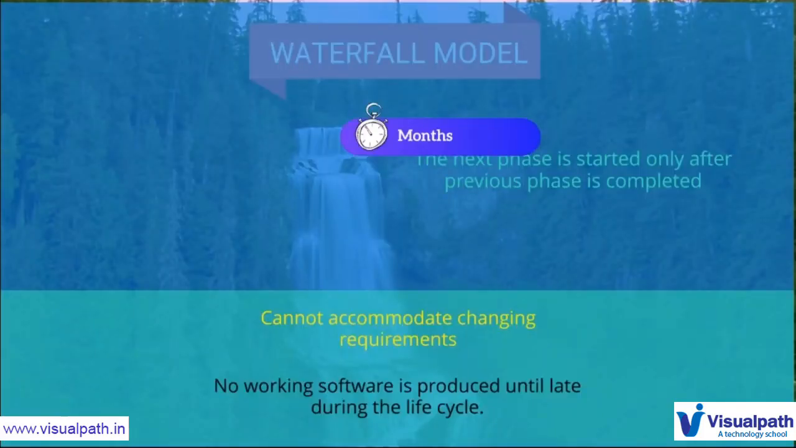So in the waterfall model, everything works in phases. One phase completes, then only does it go to the next phase, and it will take months to give a working product. If there is a changing requirement, it cannot accommodate that. And today we want regular changes. Market changes so quickly and so rapidly. It will be difficult to use this model because we cannot accommodate regular changes.